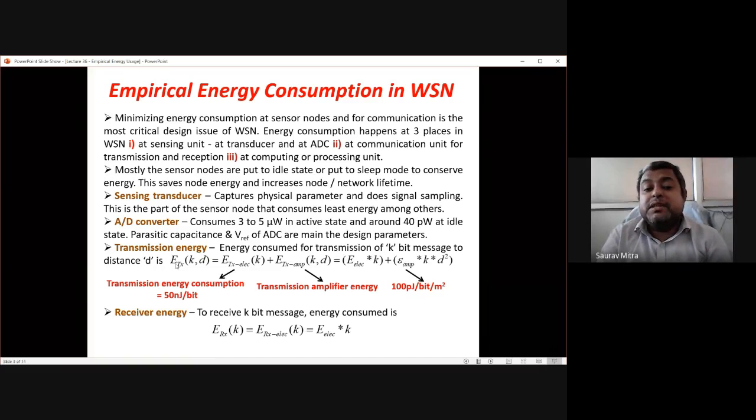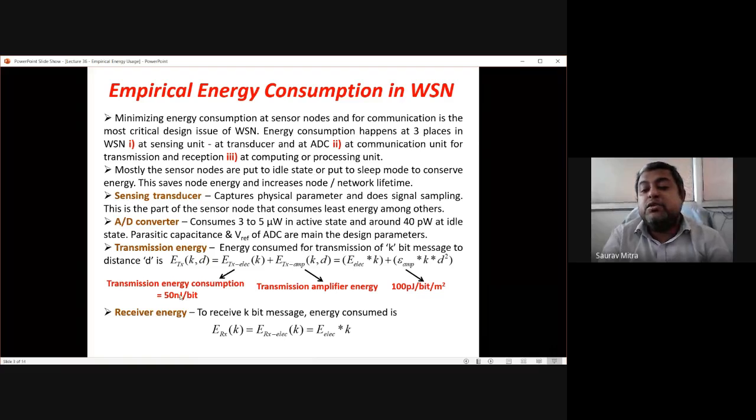So if we want to transmit k bits of message to a distance of small d, then how much will be the total power consumed in that case? First is E_TX-elec times K. That is the transmission energy consumption, the energy required for transmission.